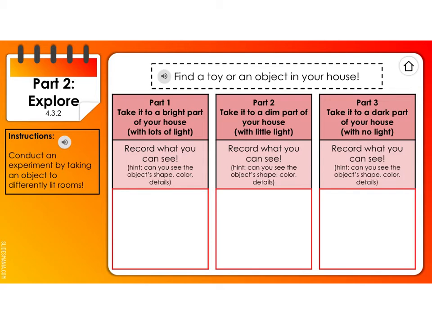And then the last thing you're going to do is take your toy or object to a dark part of the house. Maybe if your bathroom doesn't have any windows, you can go in the bathroom, close the door with the lights out. What can you see? Maybe your closet, or find somewhere in your house that it's dark. And you're going to record all of these.